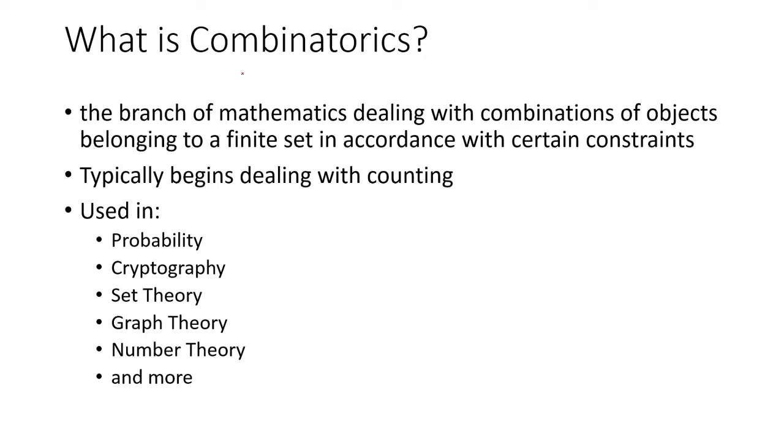So what is combinatorics? It's the branch of math dealing with combinations of objects belonging to a finite set in accordance with certain constraints. Typically, at least in discrete math, it's dealt with counting. Counting is normally pretty simple, but we'll find out pretty soon that it's a little more challenging than you might think. It's typically used in a bunch of mathematical fields like probability, cryptography, set theory, graph theory, number theory, and more, especially computer science related ones like graph theory and cryptography.